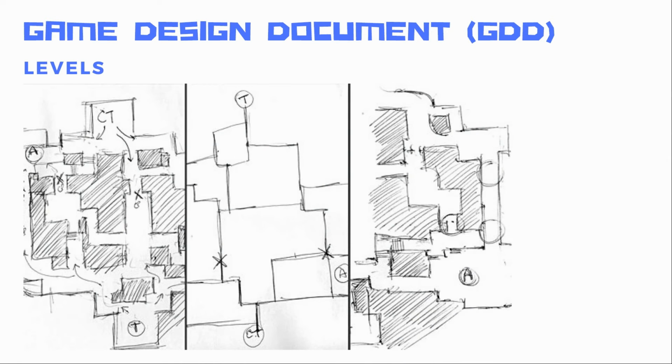These are some more examples. This looks like a maze game where you have to go from point A to point T, or maybe the opposite, and I have to reach my end destination by going through this maze. So this is about level planning.